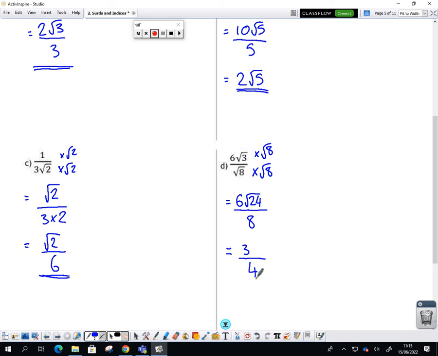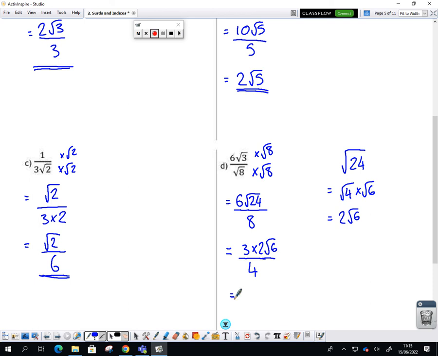And our root 24, I'll take that out to the side, and we'll be able to simplify that surd into root 4 times root 6, which will give us 2 root 6. That can be put onto the top of our fraction, so 2 root 6. So it's 6 multiplied by root 24. The 6 simplifies down to 3, and we now have to multiply that by the simplified version of root 24, which is 2 root 6.